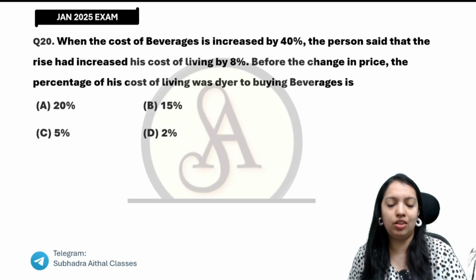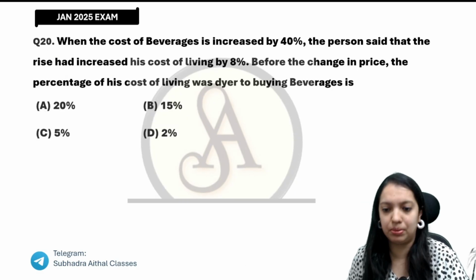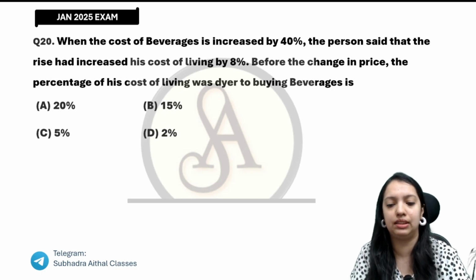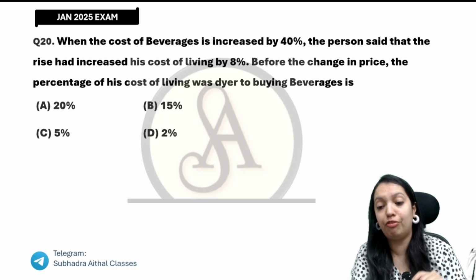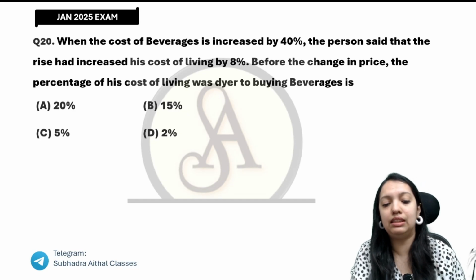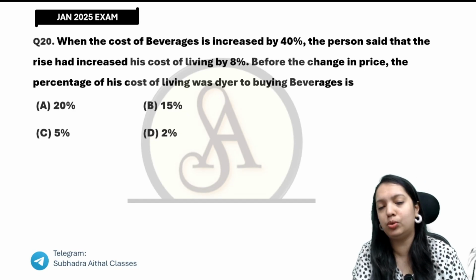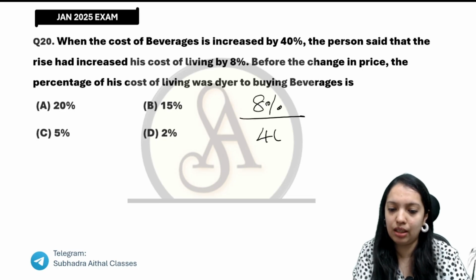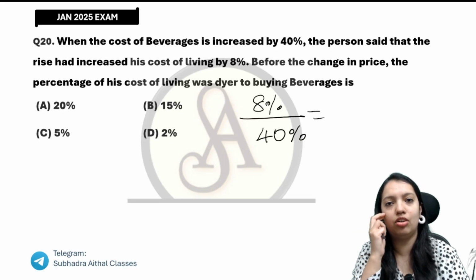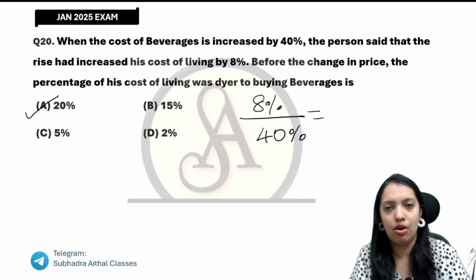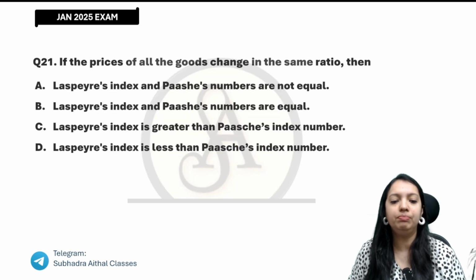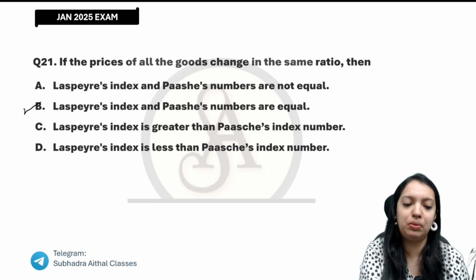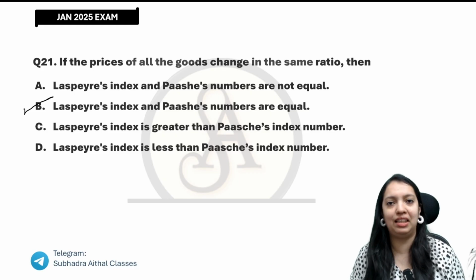Next, when the cost of beverages increased by 40%, the person said that the rise had increased his cost by 8%. So you have to calculate the percentage of his cost of living due to beverage buying before the change in price. This becomes 8% divided by 40% and your answer will be 20%, which is option A. Next, when price of all the goods change in the same ratio, Laspeyres and Paasche's index numbers both are equal.